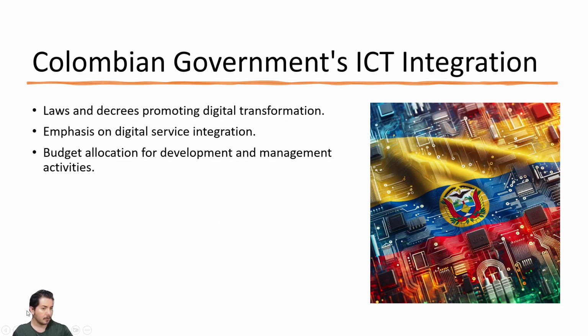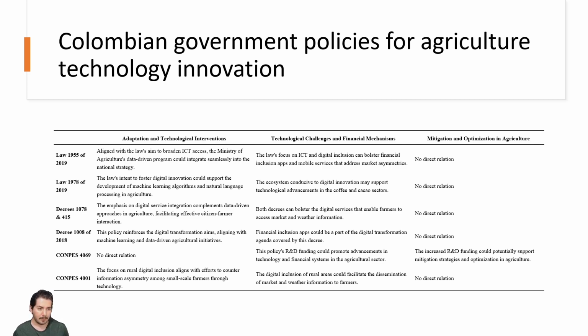On the other hand, we identify low coverage, focused mainly on digital service integration and trying to identify the budget allocation for development and management activities. I mean the development of technological trends. Then we make a cross analysis between policies and the groups, and it's evident that in the case of mitigation and optimization agriculture, there is no direct relation between those laws or decrees and the articles. That means that in many cases, research tries to generate different technology, for instance algorithms from computer vision to identify disease or to estimate the ripeness of cocoa pods, but without a practical implication, without a true use in the real world.